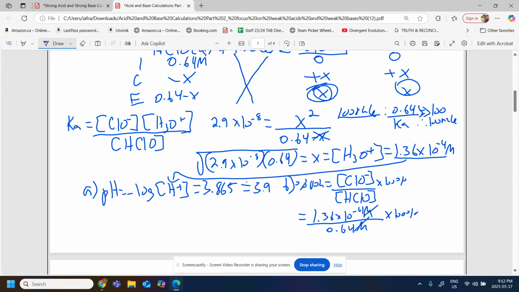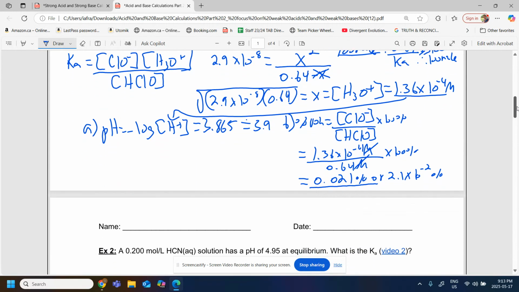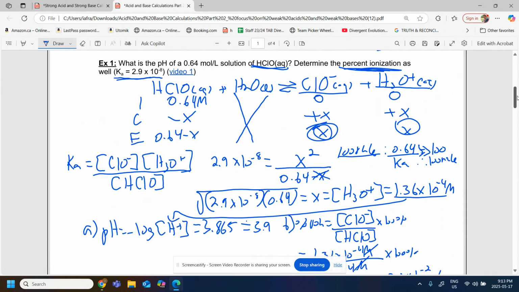And you'll see it's a very small percentage. 1.36 times 10 to the power of -4 divided by 0.64 times 100, and you get that the ionization is about 0.021%, or you could say 2.1 times 10 to the power of -2%. So a very small percentage of this acid actually ionizes into H+, which again supports the idea that we do have a very weak acid here.